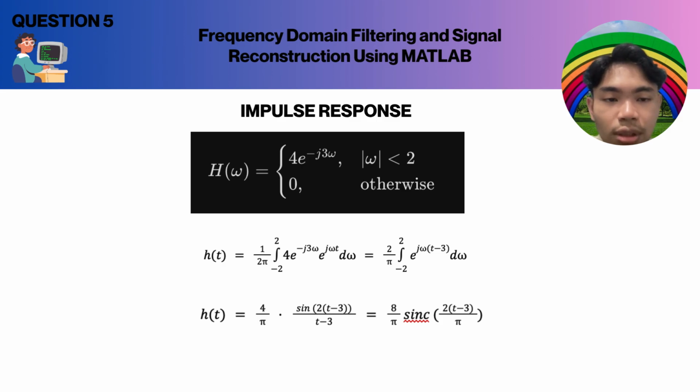To find its real world behavior, we take the inverse Fourier transform. By integrating this rectangular frequency response over our limits from negative 2 to 2, the math cleanly resolves into a time-shifted sinc function, specifically 8 over pi times sin of 2 times open parenthesis t minus 3 close parenthesis over 2 times open parenthesis t minus 3. This shift of 3 units represents the physical phase delay introduced by the filter.